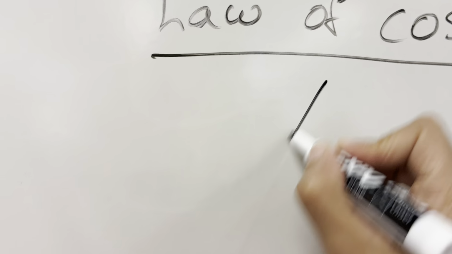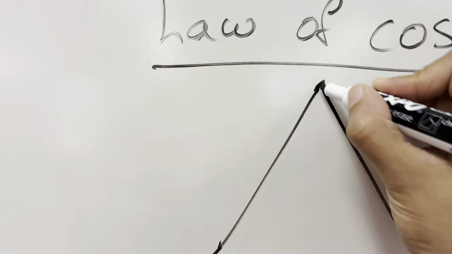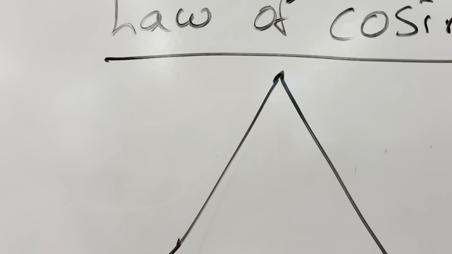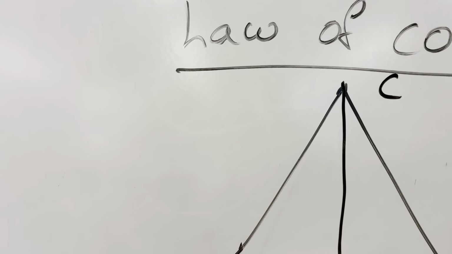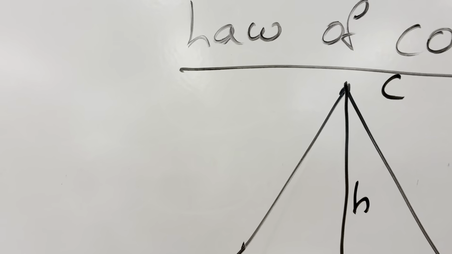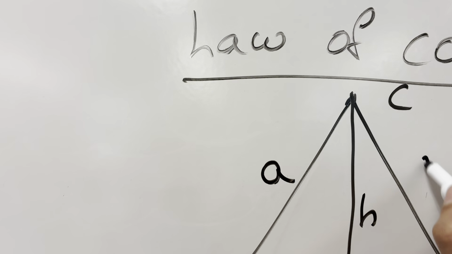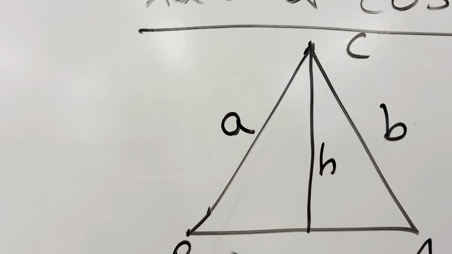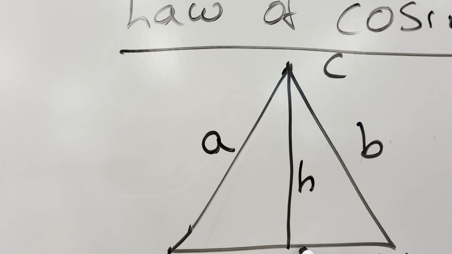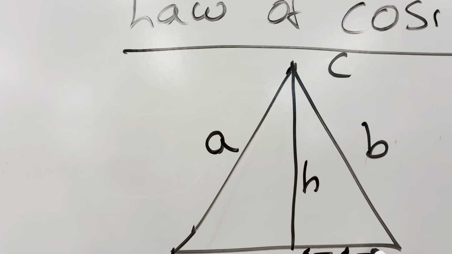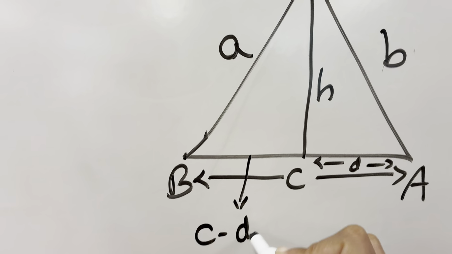So for this, let's draw a triangle and let's name the vertices of this triangle as A, B and C. Let's draw the perpendicular and name the height as H, and the side opposite to angle A is a and b is b. This total side is marked as c. Let's say this side length is marked as d, and then this side length would become c minus d.